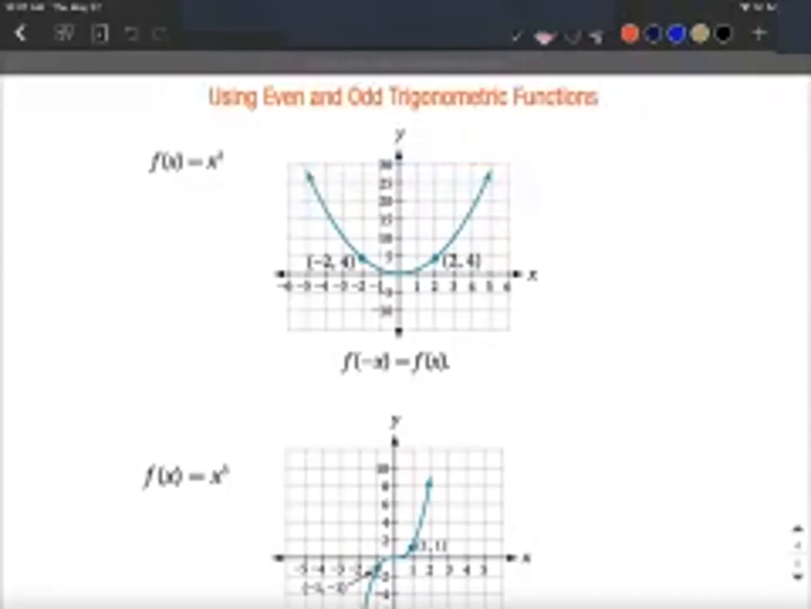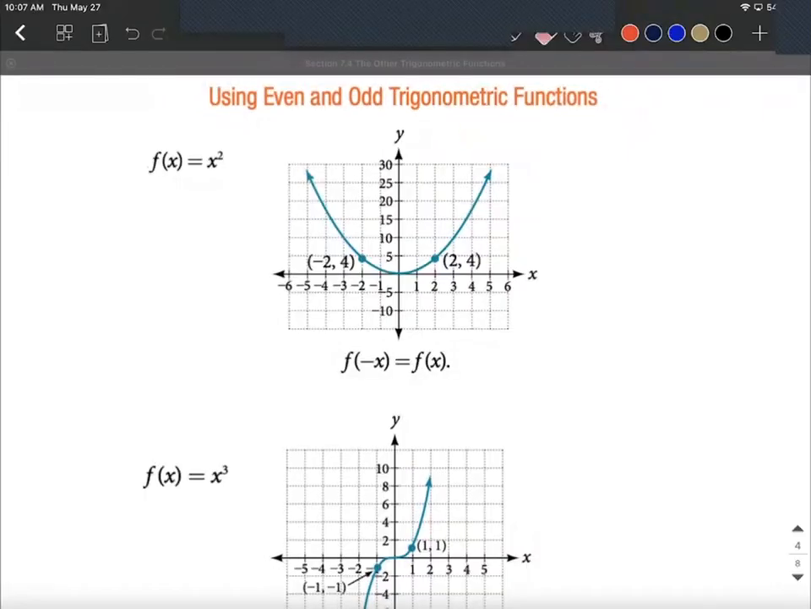As we think about even and odd trigonometric functions, let's go back to some power functions that we may be a lot more comfortable with. So in this case, let's think about f of x equals x squared. We're going to be inputting an x value and outputting a y value. As you can see from our x squared graph, if we input a positive 2 into our function here, we're going to get a positive 4 coming out.